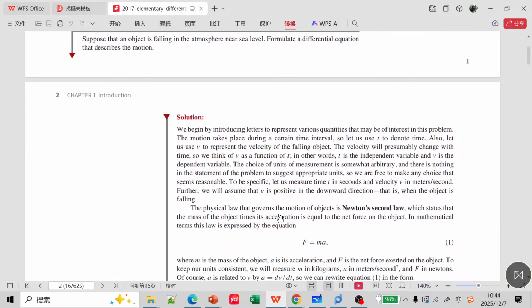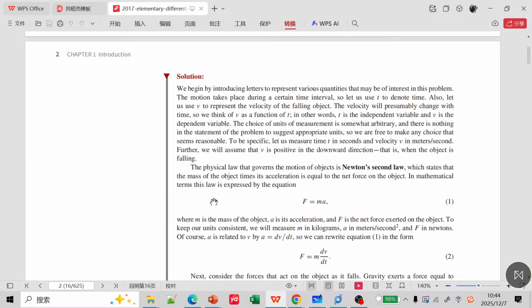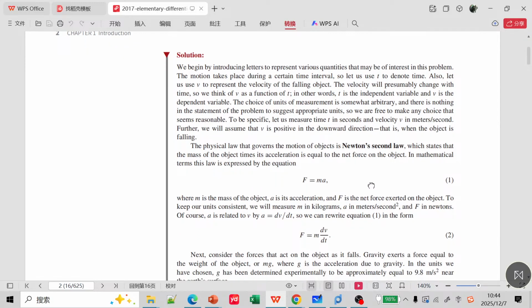The physical law that governs the motion of the object is Newton's second law, which states that the mass of the object times its acceleration is equal to the net force on the object. In mathematical terms, this law is expressed by the equation. Let us write this equation down.